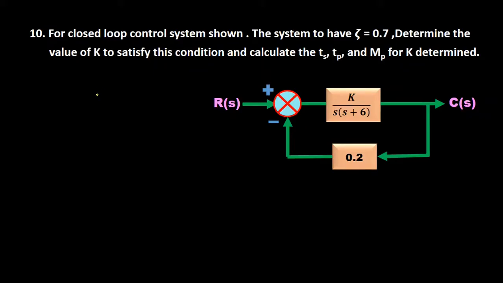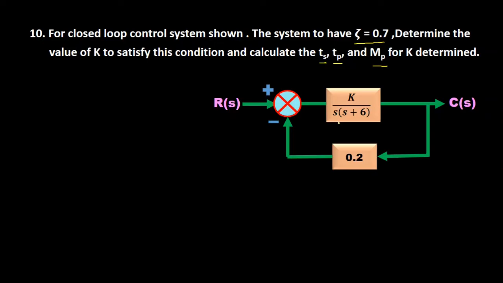In this lecture, we are going to solve the 10th numerical related to second order control system. We have already solved 9 numericals related to second order control system. So the question is, for the closed loop control system shown, the system is to have damping ratio zeta equal to 0.7. Determine the value of K to satisfy this condition and calculate the value of settling time, peak time and maximum overshoot MP for the K determined.